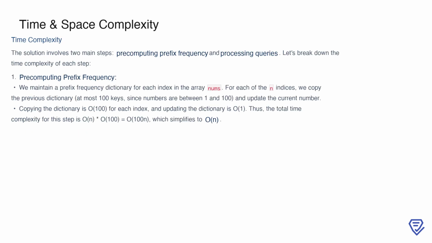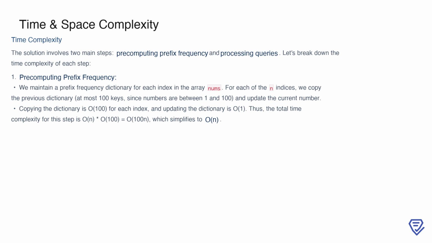Here, we analyze the time complexity of the solution by dividing it into two main steps. The first step is pre-computing the prefix frequency. In this step, we maintain a prefix frequency dictionary at each index of the array nums. For every index, we copy the dictionary from the previous index, which involves at most 100 keys since the numbers in nums range from 1 to 100.